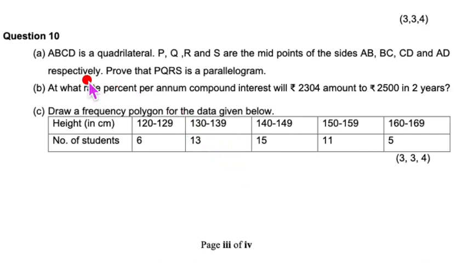Alright. So we have question number 10. ABCD is a quadrilateral. PQRS are midpoints of AB, BC, CD, AD. Prove that PQRS is a parallelogram. Now some of you may find the questions like this a little difficult. If you feel that this is too much beyond you, then you can just keep this question for option. Let us draw the diagram first.